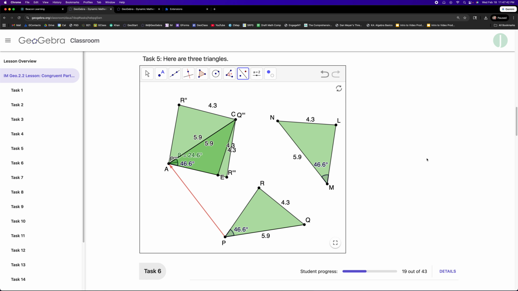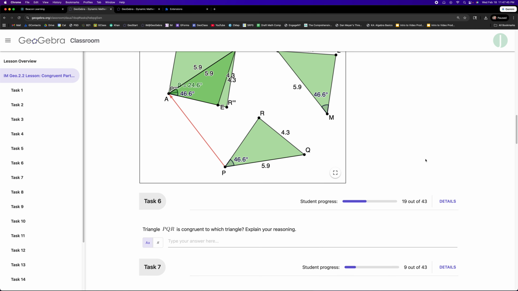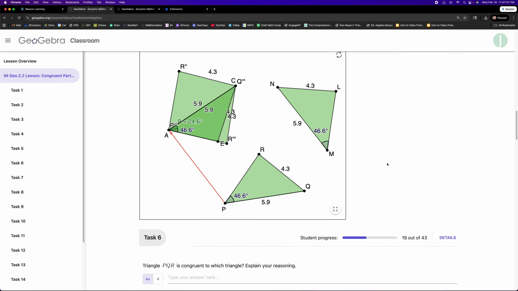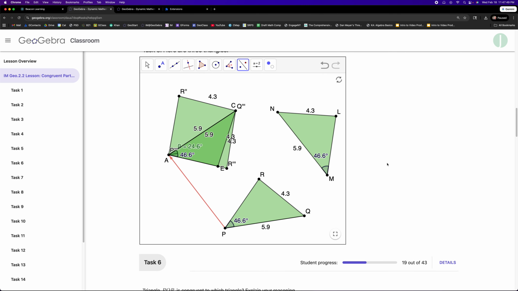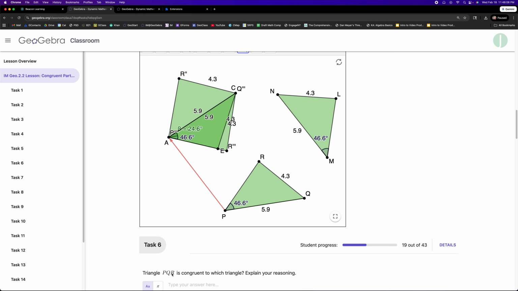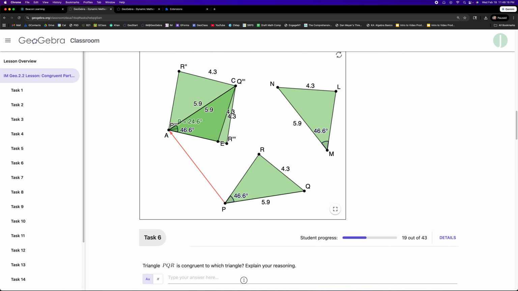All right, so let's see here. Triangle PQR is congruent with which triangle? Explain reasoning. Well, P has to match up with M, and R looks like it's almost a right angle, and L looks like it's almost a right angle. It says PQR, so I'm going P, then Q, then R. So I'm going to go M, then N, and then L last.